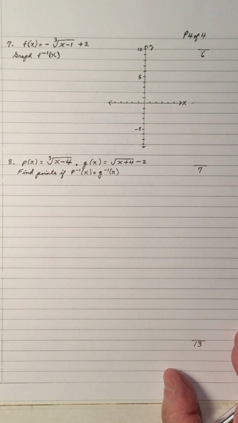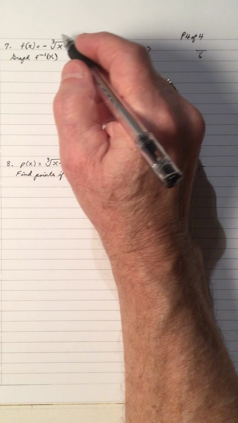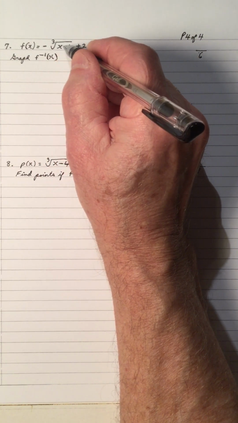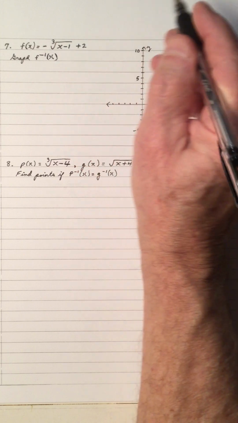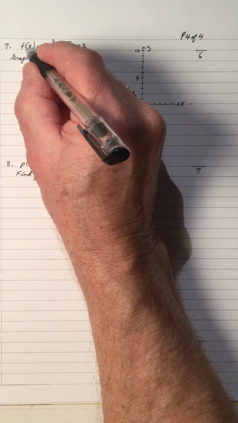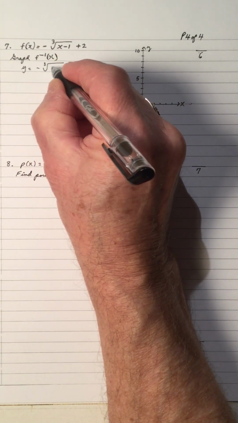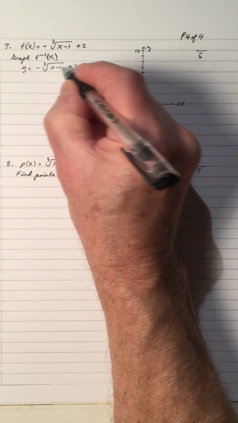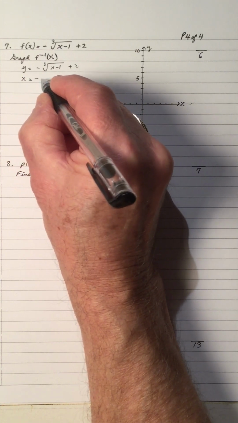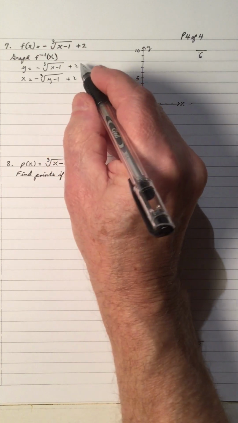Let's continue. Hopefully you understand the unit on the inverses. And now we have f of x is the negative cube root of x minus 1, plus 2. We want to graph the inverse, f to the negative 1 of x. So f of x is y. First thing I do is change the f of x, or the function notation, to a y. We switch the y to an x, and the x to a y. Now we have to solve it for y.